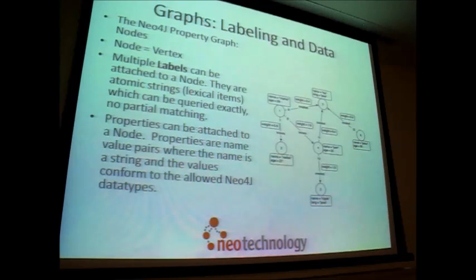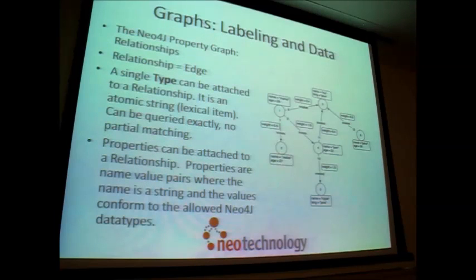And then you can attach data to it. So you could have person, and then put their address in it, or age, or social security number, things like that. Neo allows multiple properties to be attached to nodes, as well as multiple labels. And then your properties are going to conform to the Neo data types.